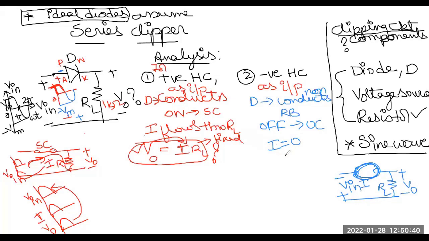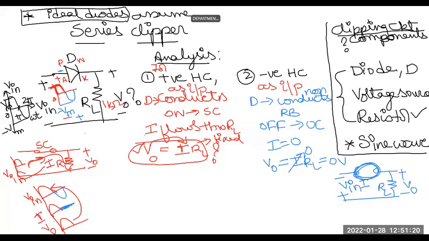When I is 0, what is V0? 0. Why? This basic relation doesn't change: V0 is equal to I into RL. But what is changing? I is changing. Since I is 0, you find that V0 is 0. That means my input is having a negative half cycle. But what is the current I for this negative half cycle? 0. When current I is 0, what is the output voltage V0? 0.